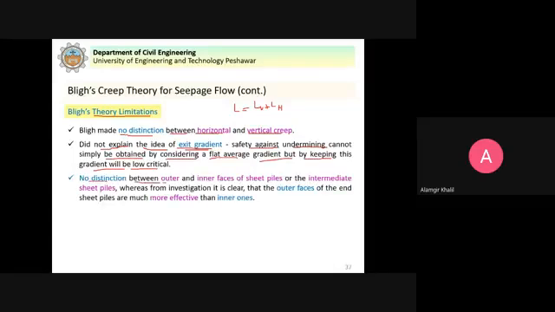Then, no distinction between outer and inner faces of the sheet piles. In Bligh's theory, if you have this structure here and we provide these sheet piles, there is no distinction that this face, the outer face, is more effective than the inner. So he gives no distinction. We will study this in detail because we have other theories of seepage. We will see that the outer faces are more effective than the inner faces, but Bligh's creep theory does not explain that. So this is a limitation. Or the intermediate sheet piles, where from investigation it is clear that the outer faces of the end piles are much more effective than the inner ones. So when we discuss the other theories, these limitations will automatically become clear.